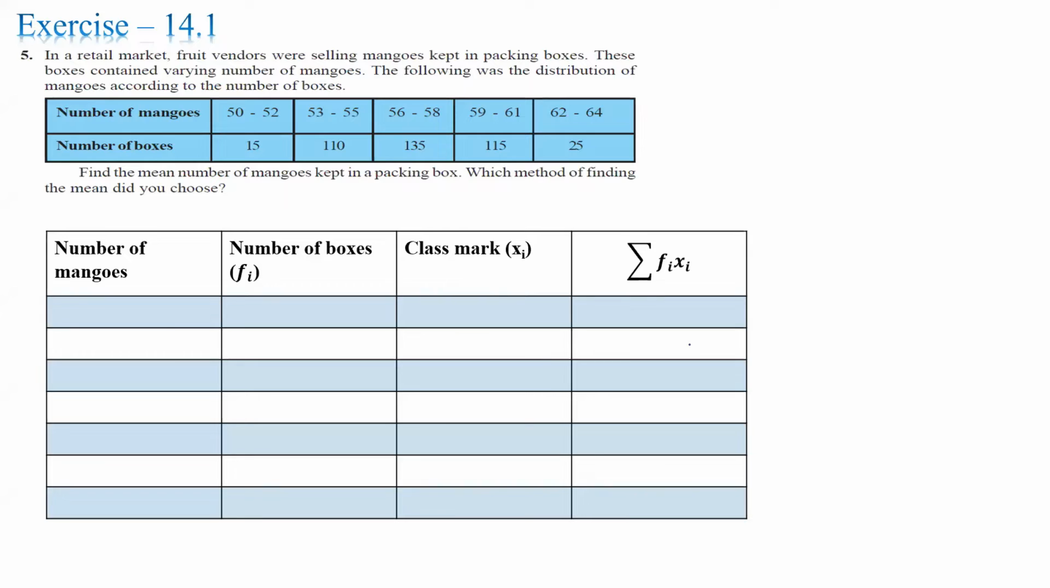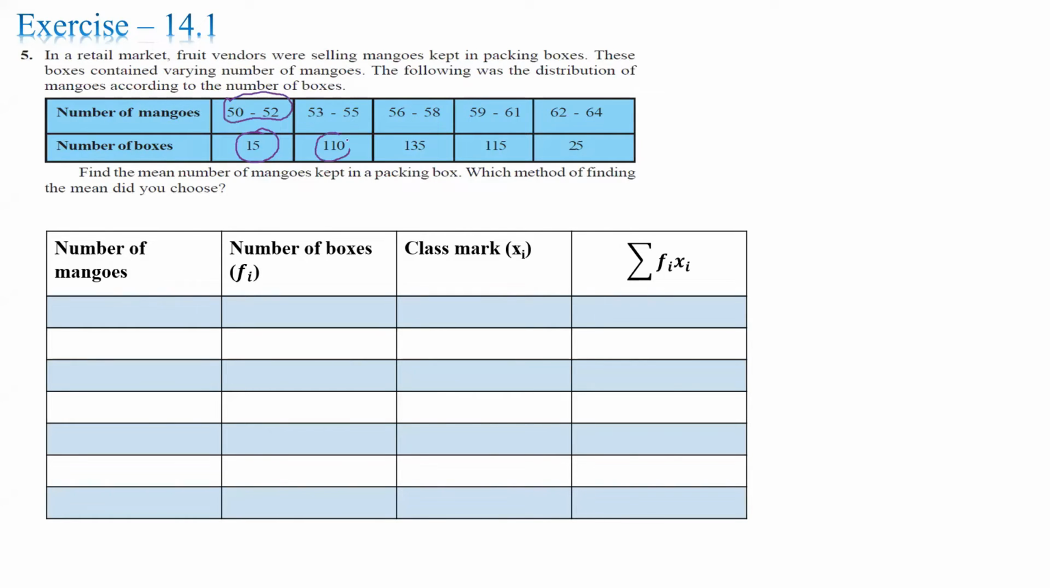First, see that in a retail market, fruit vendors are selling mangoes kept in a packing box. These boxes contained a varying number of mangoes. The following was the distribution of mangoes according to the number of boxes. Okay, so 15 boxes have 50 to 52 mangoes. Okay, in 15 boxes there are 50 to 52 mangoes.